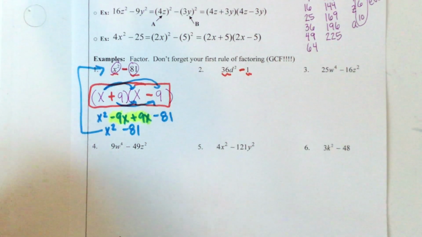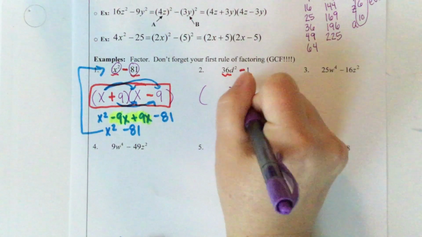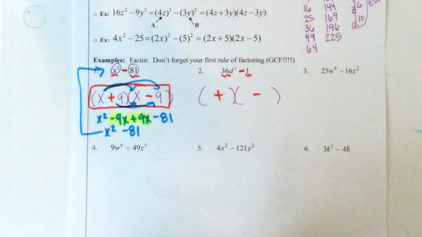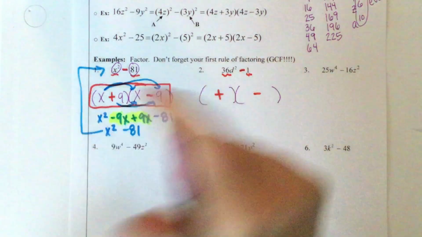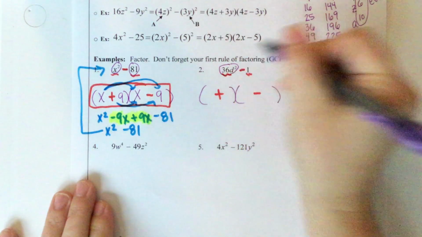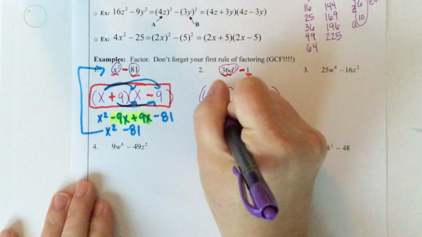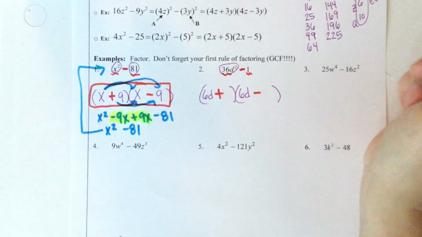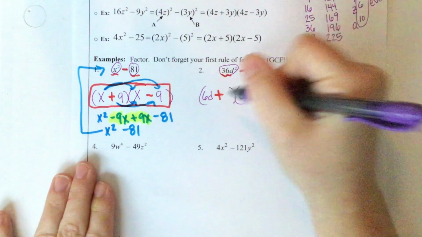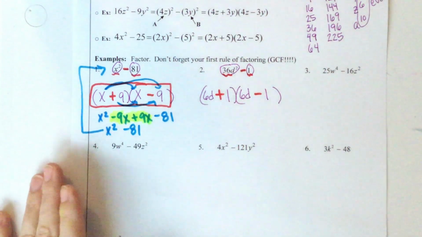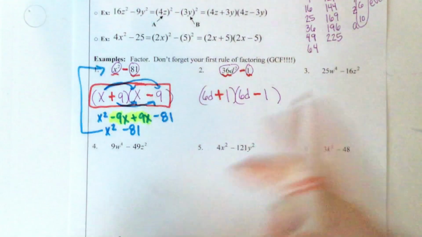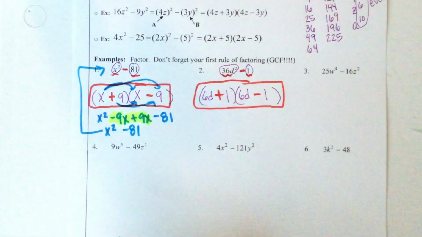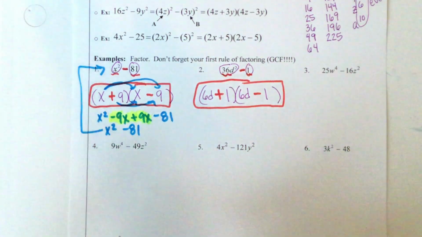Okay, so I'm going to build my two sets of parentheses. One is always a plus, and one is always a minus. And then I take the square roots. The square root of 36d squared is 6d, because 6d times 6d is 36d squared. And the square root of 1 is 1, because 1 times 1 is 1. And that's my answer. I could check it if I wanted to, but I know it's right, so I'm not going to. You may not know it's right, so you might need to.